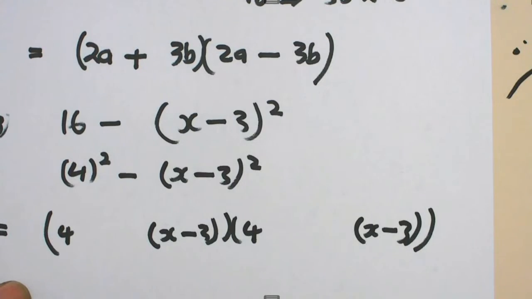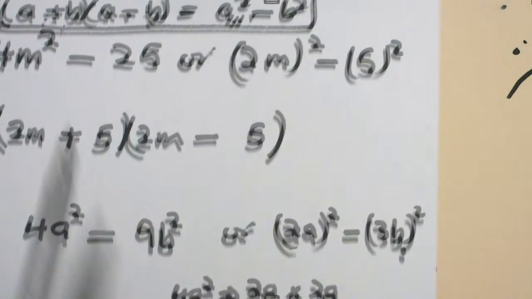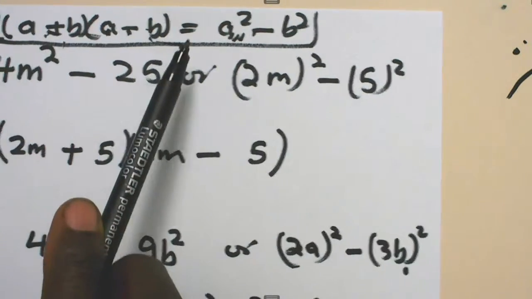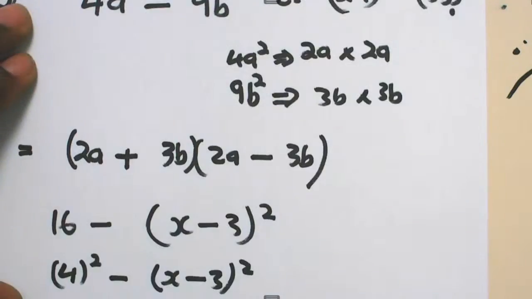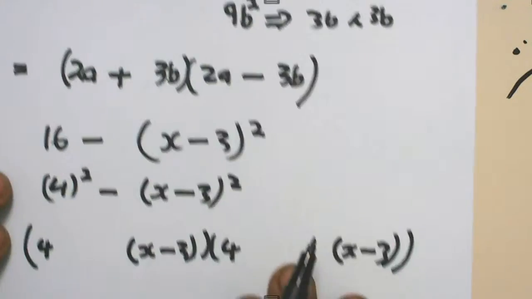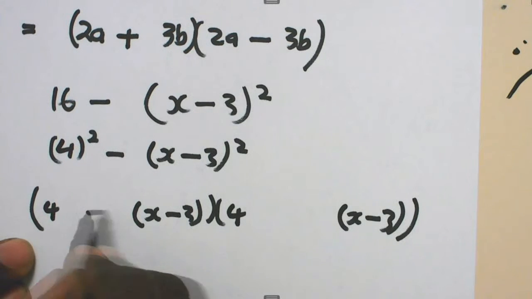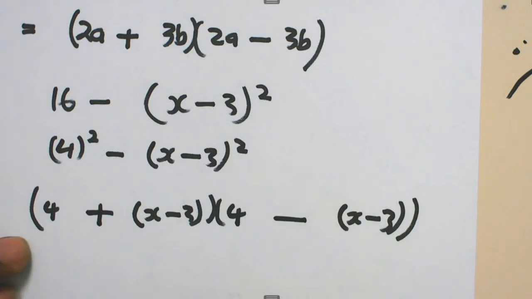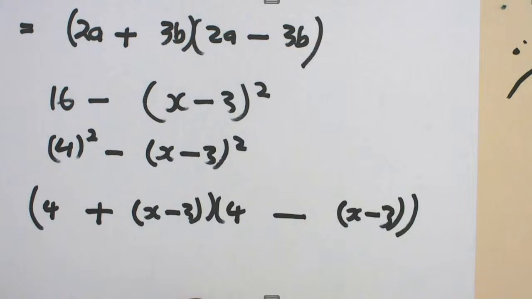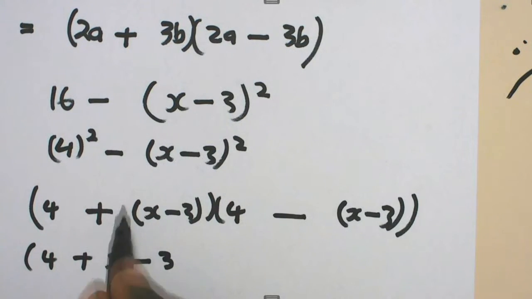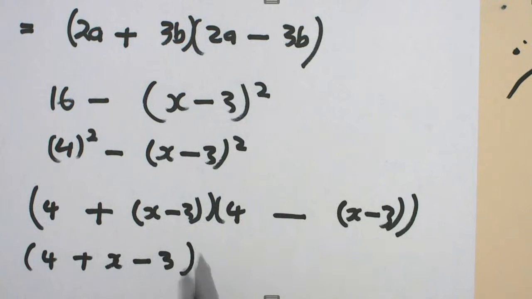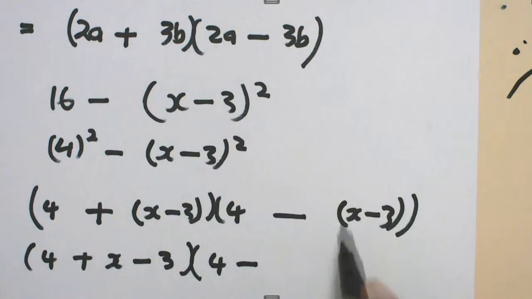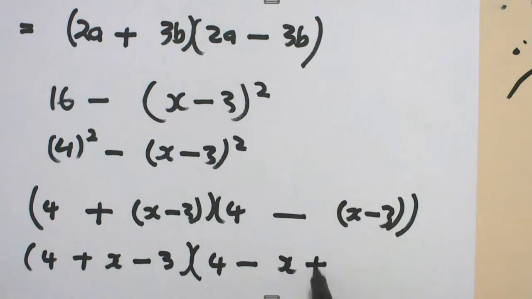Now, because we have this notation, this procedure, we will have plus this side, and minus that side. We will not yet finish in this one. So we can say it's 4 plus x minus 3. We distribute by multiplying by this invisible 1, into 4 minus x plus 3.